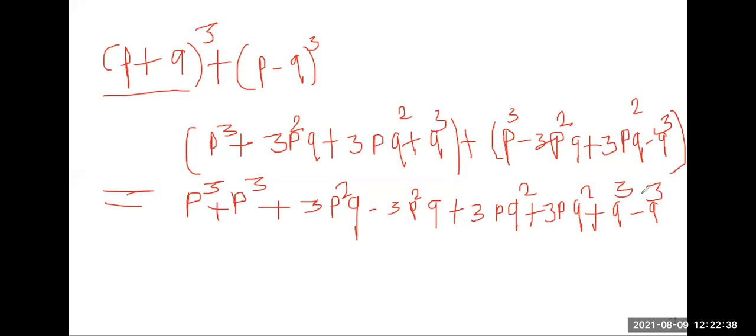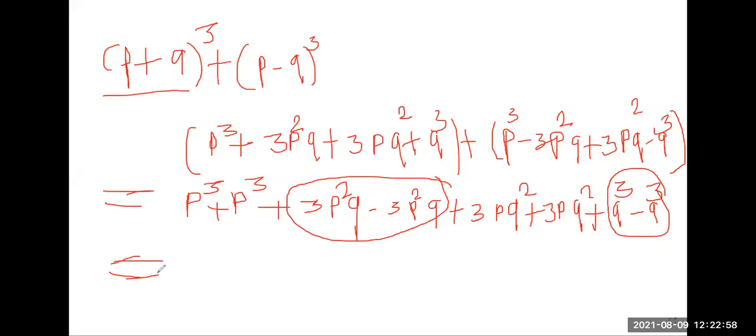Now here you can identify easily. This plus this minus becomes 0. And this also becomes 0, because one is positive and one is negative. If somebody gave you 2 laddu and you ate both, then what will remain? Zero. So like this only here.